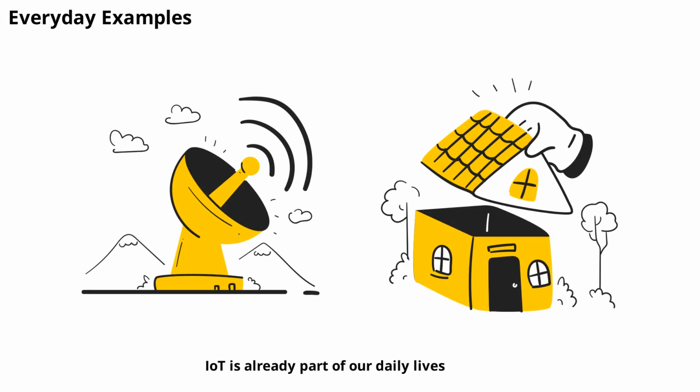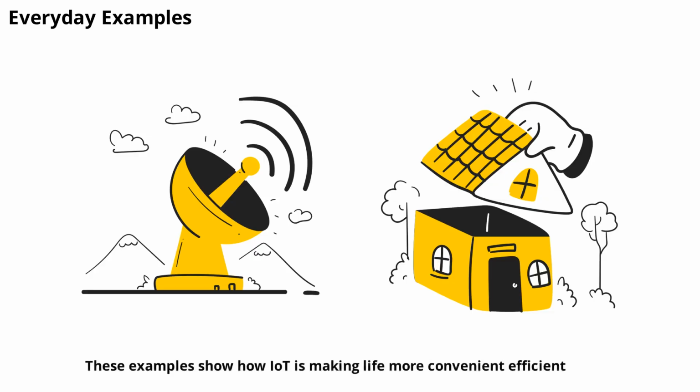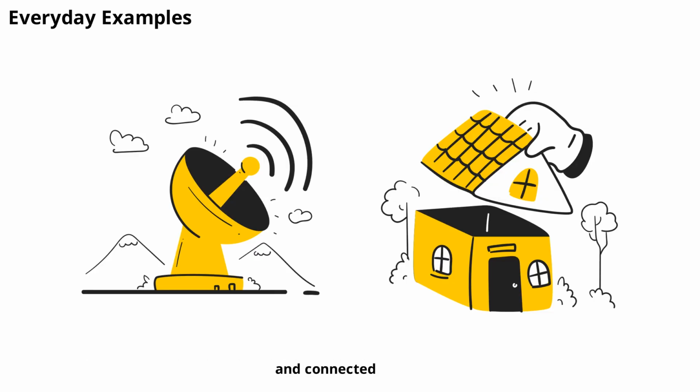IoT is already part of our daily lives, often in ways we might not even notice. Smart home devices like thermostats, lights, and security cameras are classic examples. Wearable fitness trackers monitor your health and sync data to your phone. Even modern cars are packed with IoT technology, enabling features like remote start and real-time diagnostics. These examples show how IoT is making life more convenient, efficient, and connected.